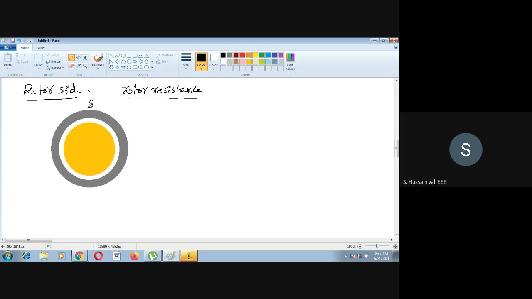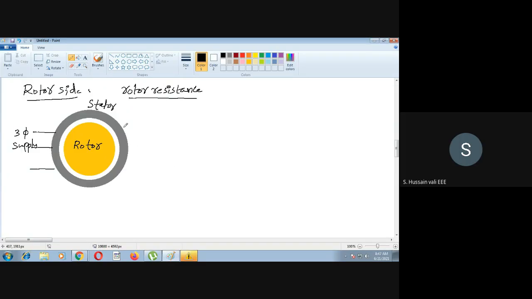So this is your stator and this yellow color is the rotor. Now this time, don't change any kind of supply to the stator. You just give the three-phase supply which is available, coming from the distribution station. Then what you do here is vary the rotor resistance.